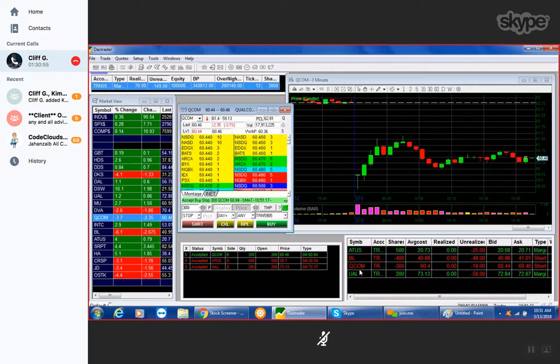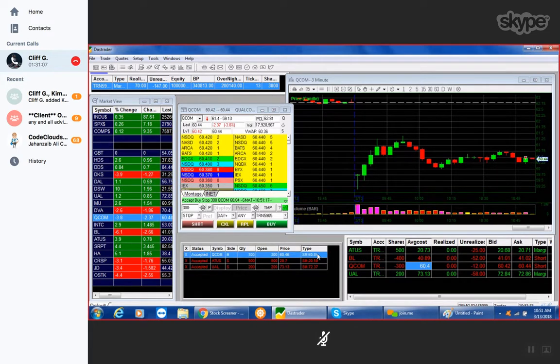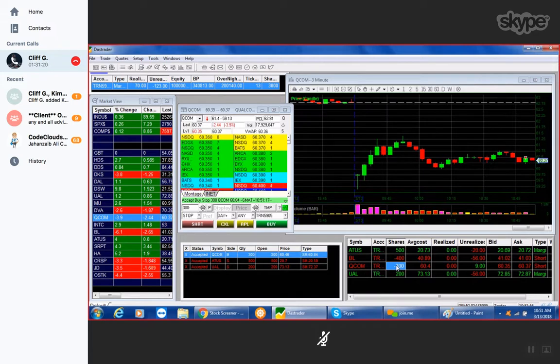Okay. 60.40 is my entry on the short, and 60.84 is my exit. And that differential is 44 cents. 44 cents times 300 is about $130 of risk on this trade. Okay, let's see what happens.